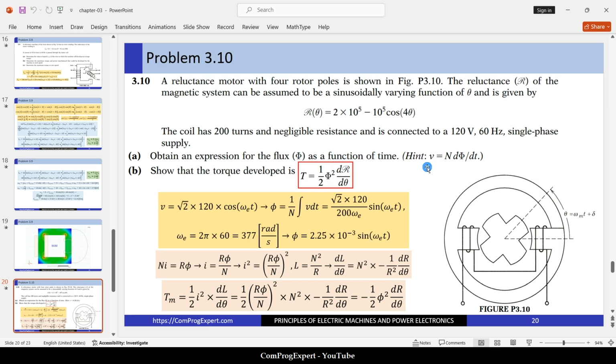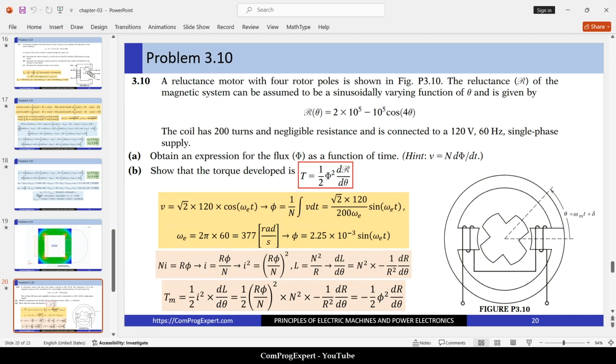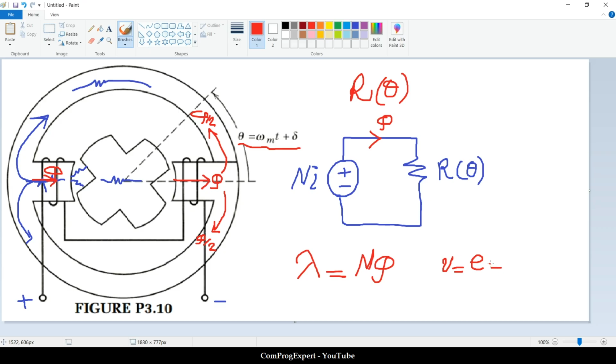Yes, we have this equation. Voltage is equal to N d phi dt. The value of the flux linkage of this coil is lambda equal to N phi. What is the value of the voltage? It is equal to the EMF because we neglected the resistance of the coil, so it is equal to N d phi dt. So what is the value of phi?